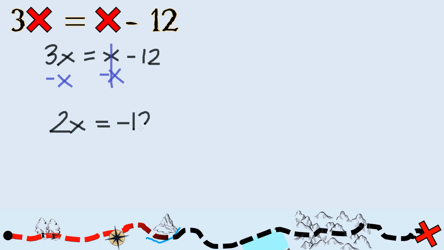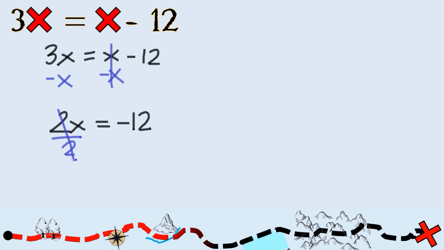Common mistake for some is writing only 12, but it should be minus 12 because we have here this operation that becomes the sign of the coefficient here. With this, we can proceed with dividing both sides by 2 so that this will be cancelled. 2 divided by 2 is just 1.